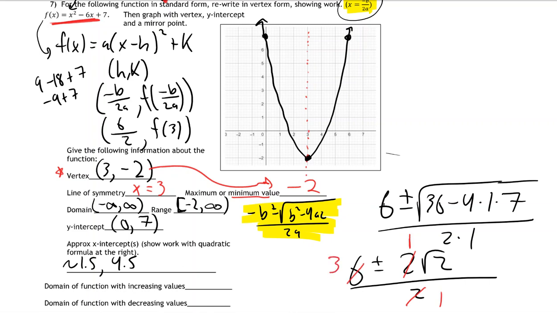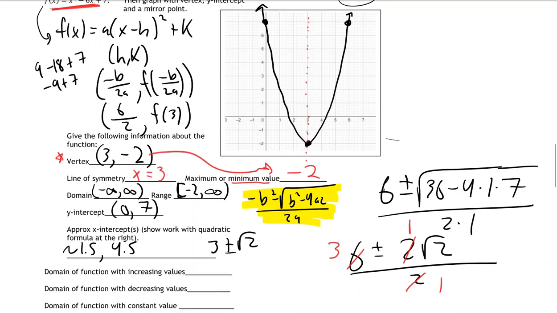So it looks like the exact answers were 3 plus the square root of 2 and 3 minus the square root of 2. So if you want to throw those in your calculator to look at the decimals, I bet they're close to 1.5 and 4.5. But eyeballing it is often not very accurate. That's why we need the quadratic formula.